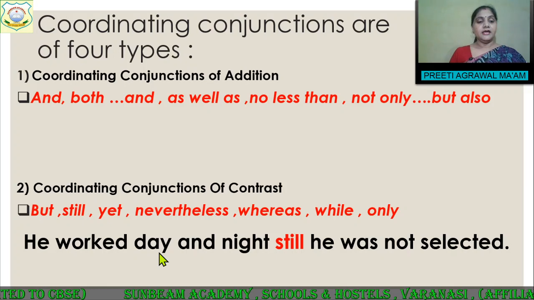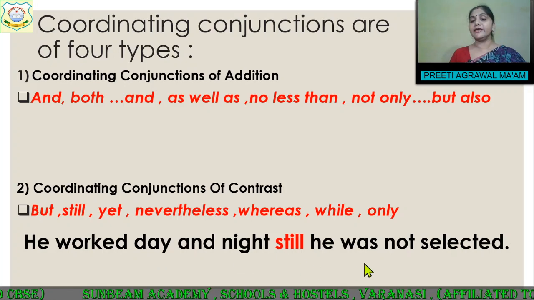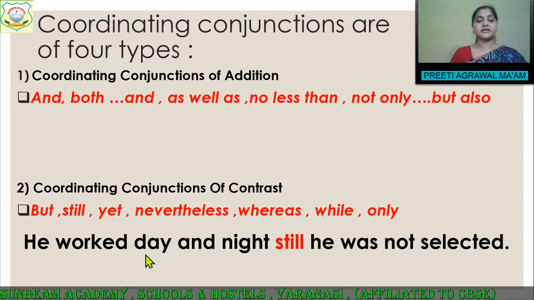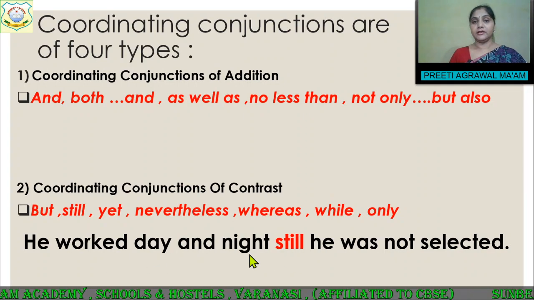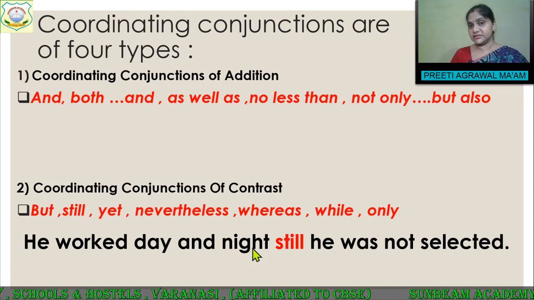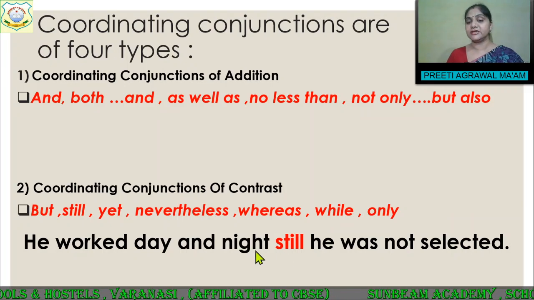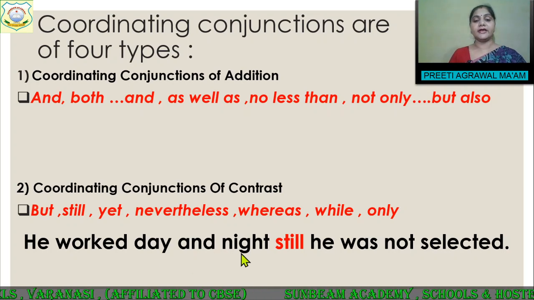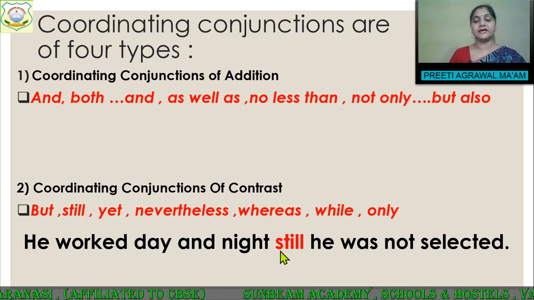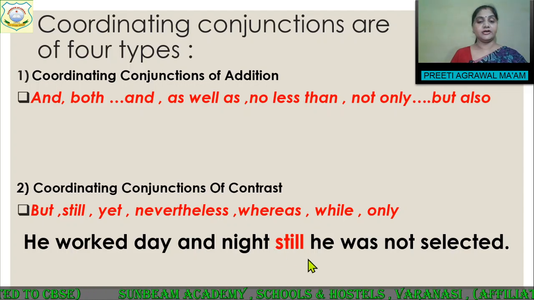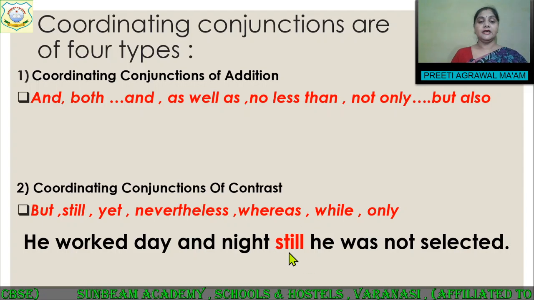In the same way, he worked day and night, still he was not selected. See, again the contrast is here. The person who works day and night, we consider him a successful person. We consider that he or she will be selected. But here, what I am writing, he worked day and night, still he was not selected. So this is just a contrast. That's why I have used here the conjunction still, because it only expresses the contrast.